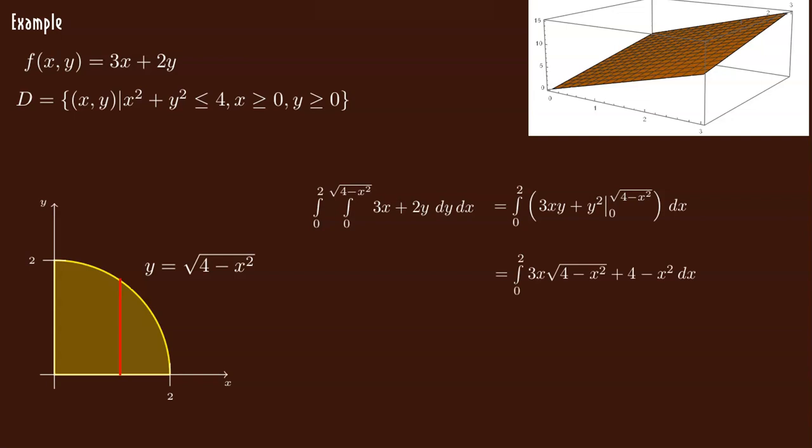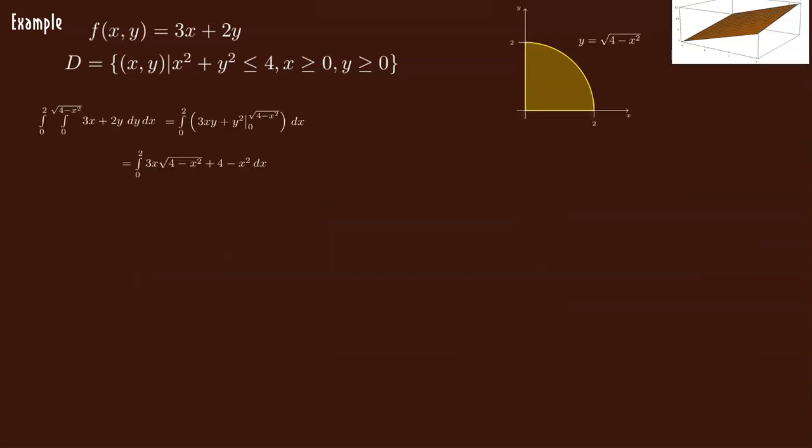I get this expression: integral from 0 to 2 of 3x square root of 4 minus x squared plus 4 minus x squared. Now this part is pretty easy, but this part we're going to need to use a substitution. So I figure you might be a little rusty on this, so we're going to do this off on the side. So let's go to the next slide.